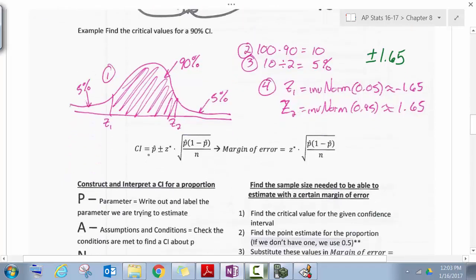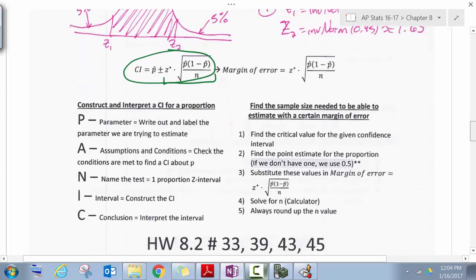And again, here is our confidence interval formula. If we just want the margin of error, well, it's just this part. And that's what this is talking about. So we have 2 different types of problems that we're going to deal with. One, the main problems where we're going to construct and interpret a confidence interval for a proportion. And we have the acronym PANIC for that. We'll talk about that in a second.